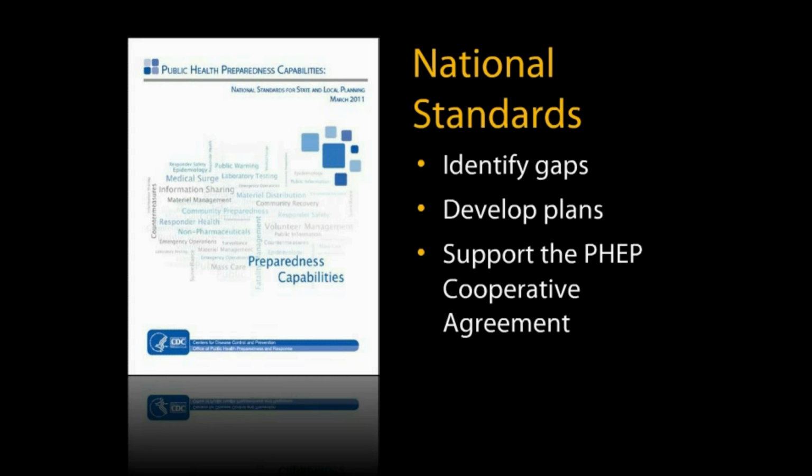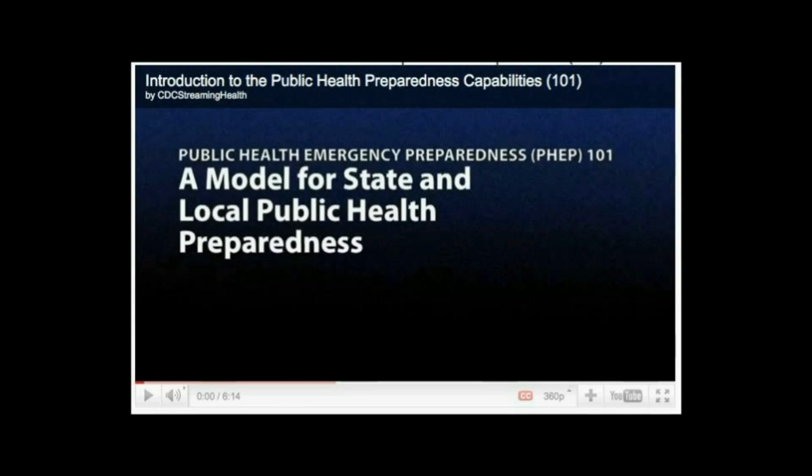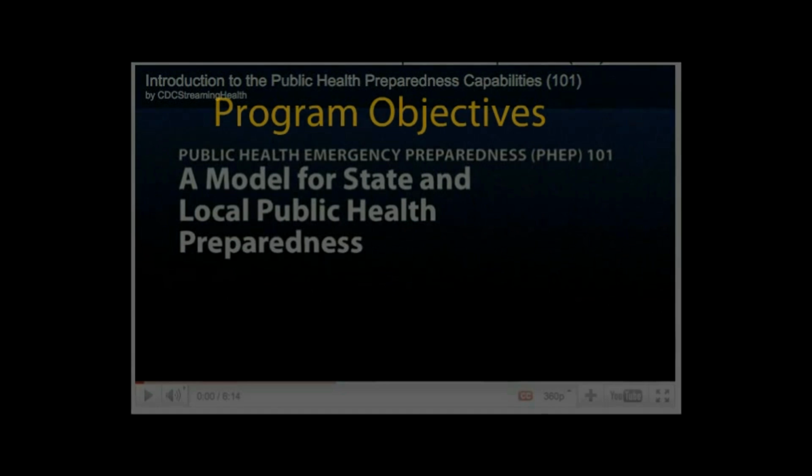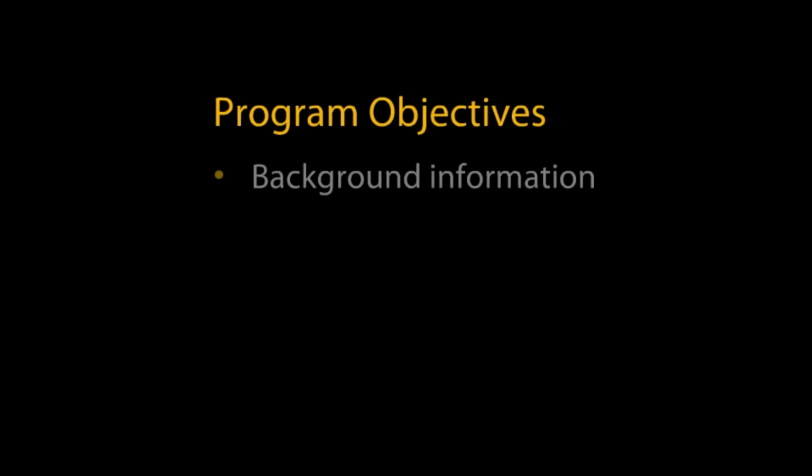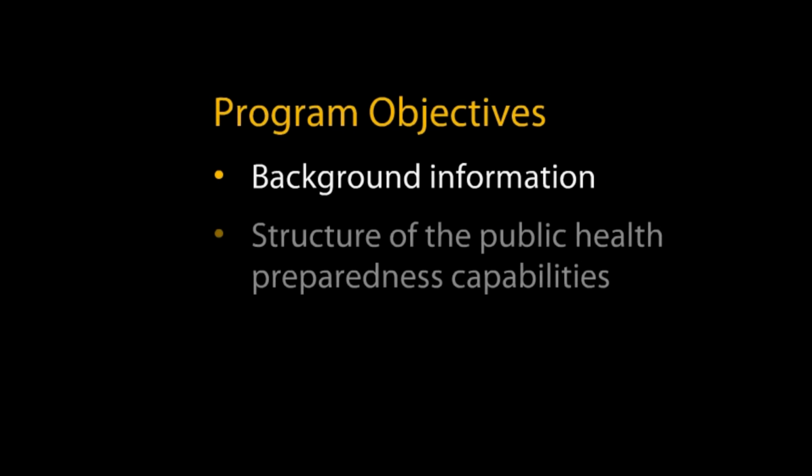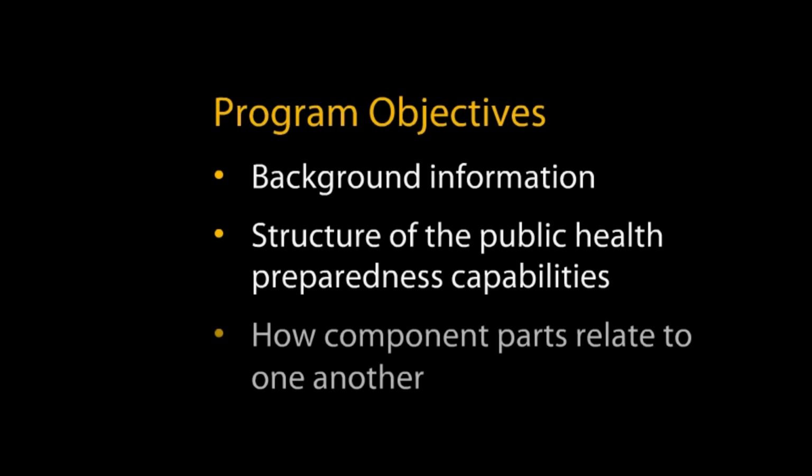It clarifies expectations for PHEP-funded states, localities, territories, and freely associated states, and helps CDC measure progress toward achieving public health preparedness. Introduction to the Public Health Preparedness Capabilities discussed how and why the capabilities were developed, and details some of the benefits to this capabilities-based approach. In this overview, we will provide background information on the development of the approach, discuss how the public health preparedness capabilities are structured, and, using one capability as an example, demonstrate how its component parts relate to one another.